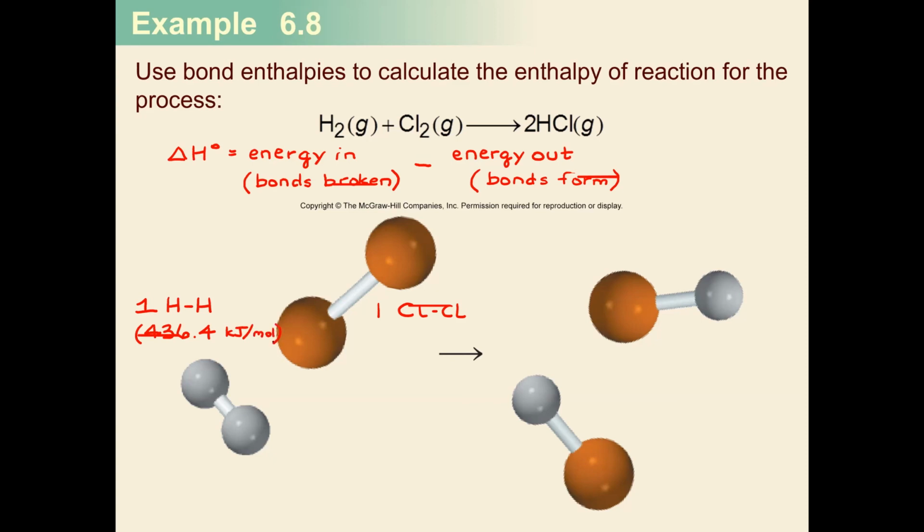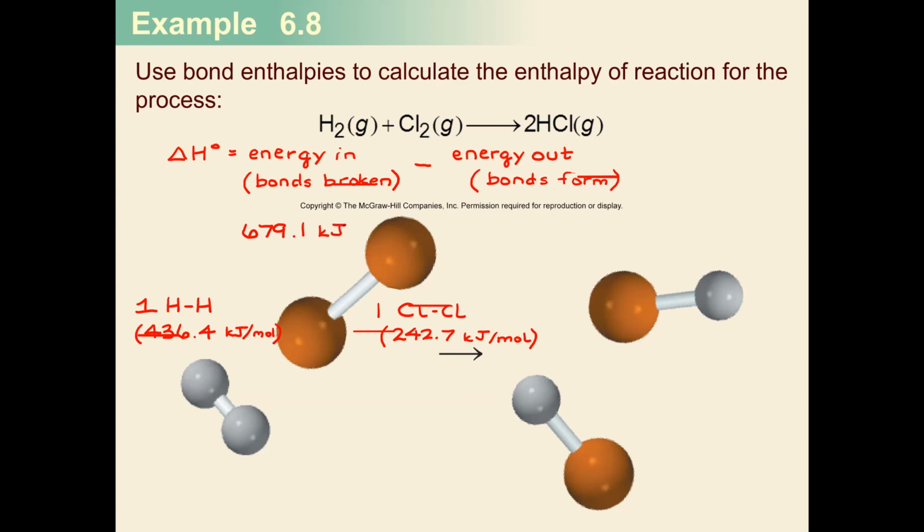Then when it comes to my chlorine, I would need to find that value, and that comes out to be 242.7 kilojoules per mole. So now what I need to do is add those two numbers together. So we will take our 436.4 and add that to our 242.7, and you will get a total energy in to break up everything of 679.1 kilojoules of energy needed to break our bonds.